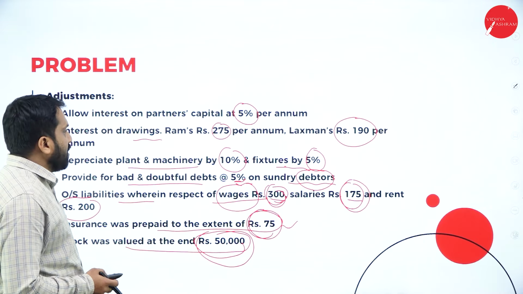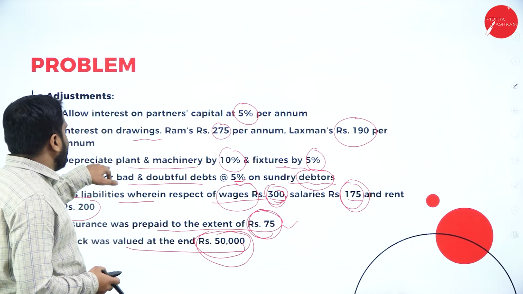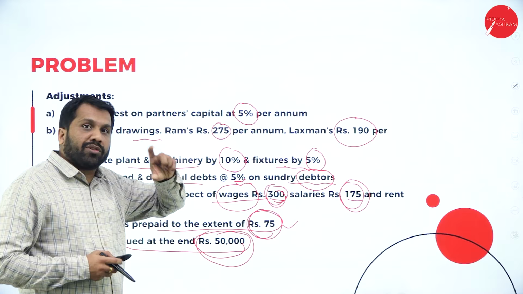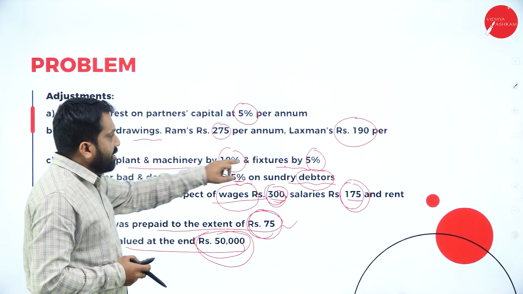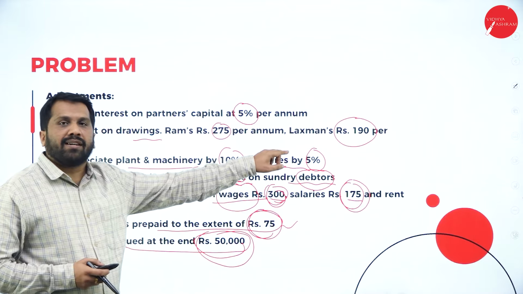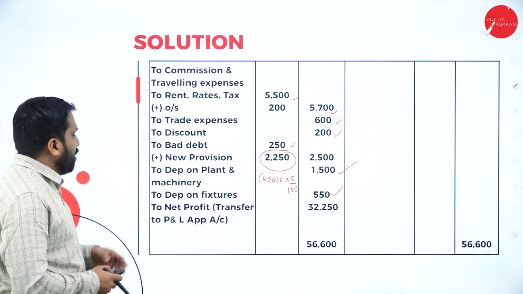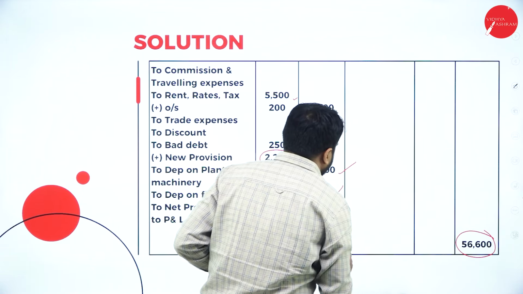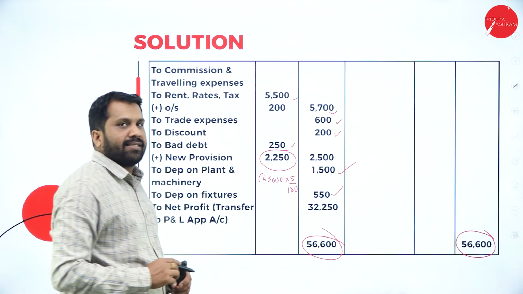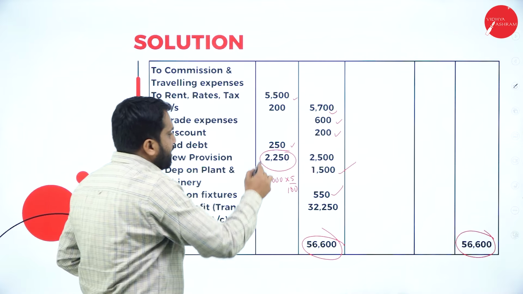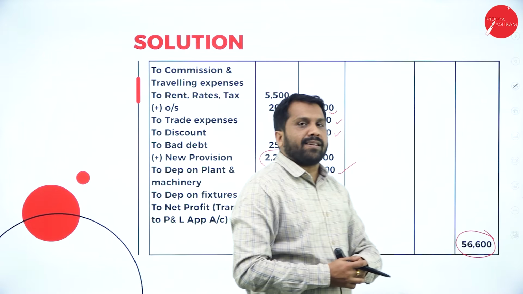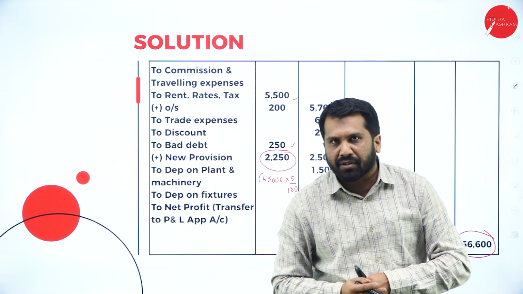I'll show you. The percentage on plant and machinery, take 10%. See the value of plant and machinery on the 10%. See the value of fixture on that 5%. Now, after that, you have to add everything. Here it is 56,600. From this, if you minus everything, your net profit is called as 32,250. Hope you are clear.